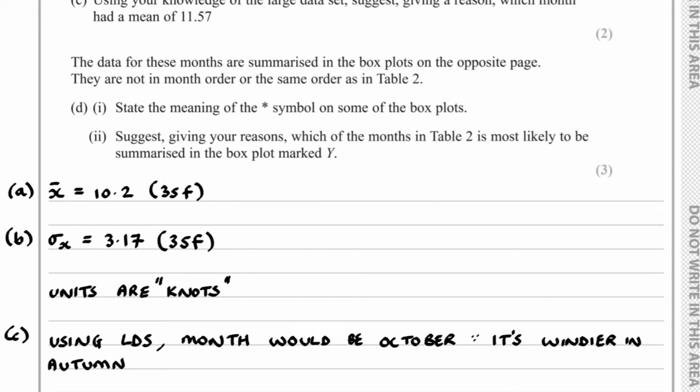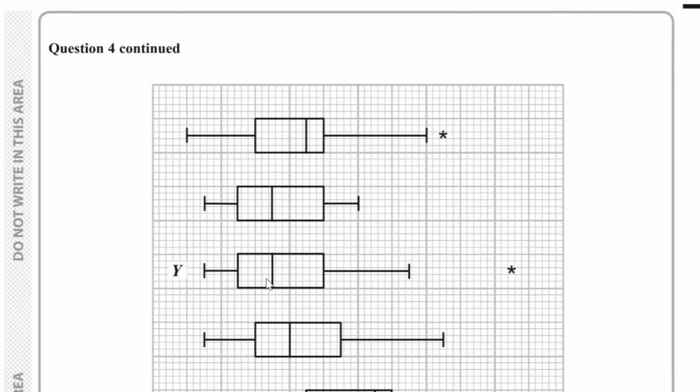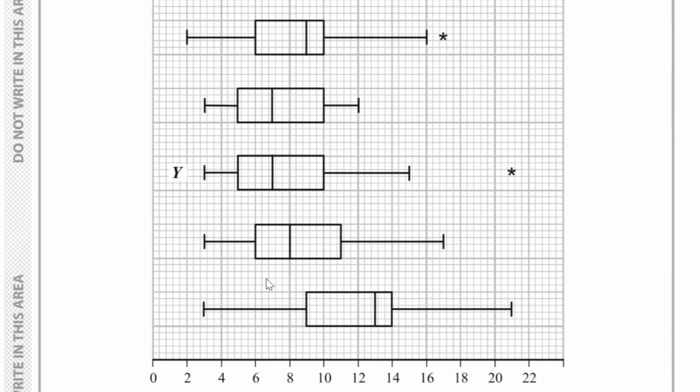Now we have to suggest, giving your reasons, which of the months in table 2 is most likely to be summarized in the box plot marked Y. The way I will approach this is to label each box plot. So we'll call this 1, 2, 3, 4, and 5. And I'm just going to be referring to these box plots throughout my answer.